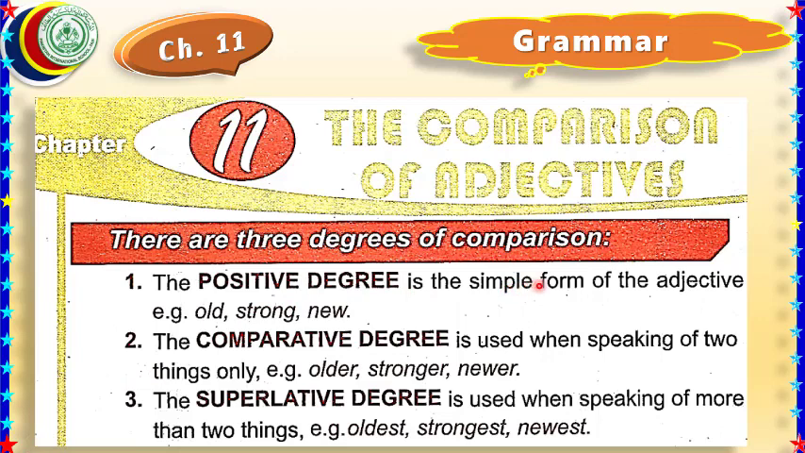The positive degree is the simple form of adjective like old, strong, new. Comparative degree. Comparative degree is used when speaking of 2 things only. Older, stronger, newer are the examples of comparative degree. Third is the superlative degree, that is used when speaking of more than 2 things. For example, oldest, strongest, newest.